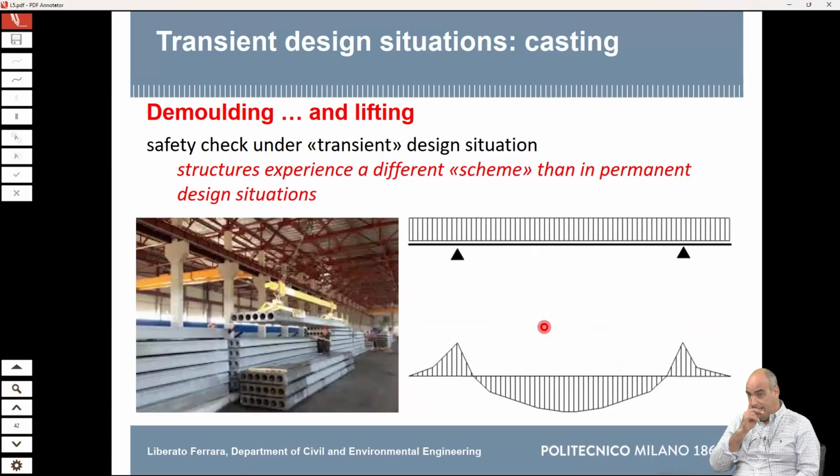Typically, when we store the elements in a part of the factory and so on, we do not support them at the very edges like they will be in the structure. But we put the supports a little bit inside for the sake of simplicity of handling and so on. And also because in this way you can better accommodate some tolerances, because imagine you put exactly at the edges. But what does that mean? It means that if you have the self-weight, your diagram of bending moment will be exactly as it's shown there.